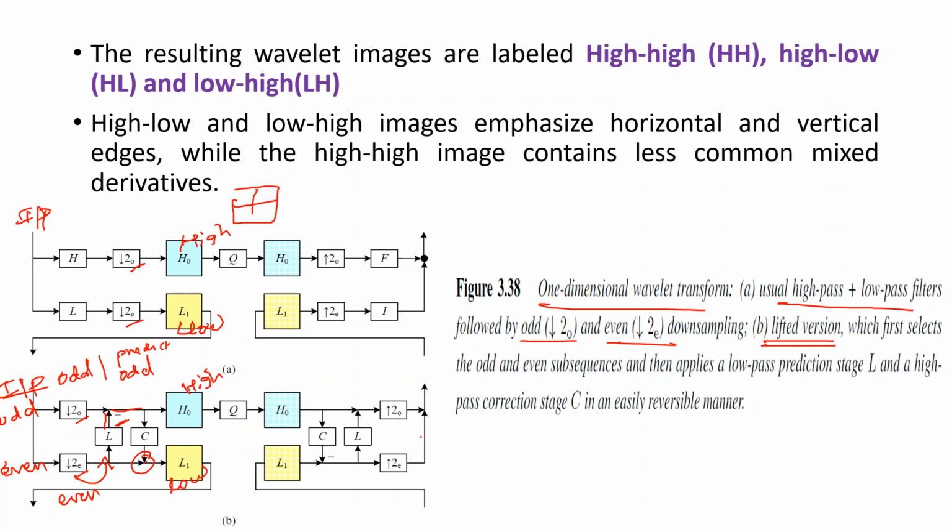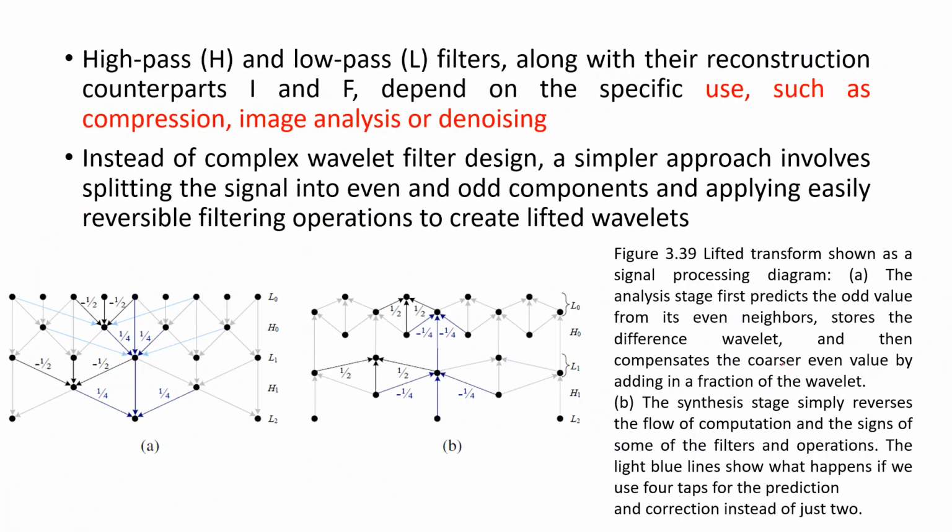This B diagram is known as lifted sampling, which first selects the odd and even subsequences and then applies the low pass prediction stage and high pass correction stage. Sorry, the C is not prediction, it is correction stage, in an easily reversible manner. And this diagram represents the lifted transformation of a signal processing.